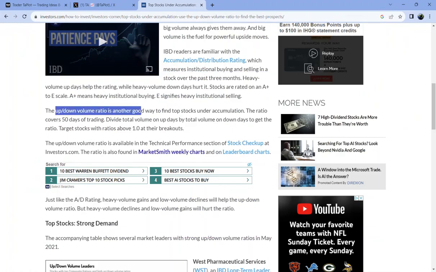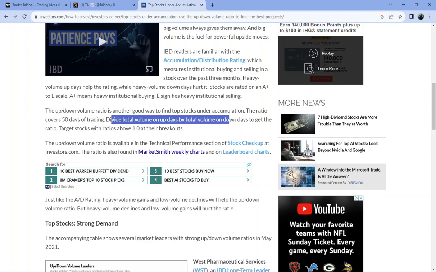Up-down volume ratio is another good way to find top stocks under accumulation. The ratio covers 50 days of trading. Divide total volume on up days by total volume on down days to get the ratio. Anything above 1 means the stock is under buying pressure, and anything below 1 means the stock is under selling pressure or distribution. So above 1, buying pressure, accumulation; below 1, distribution, selling pressure.